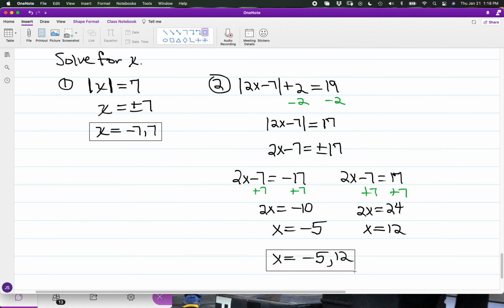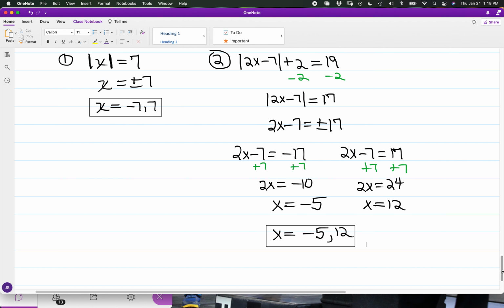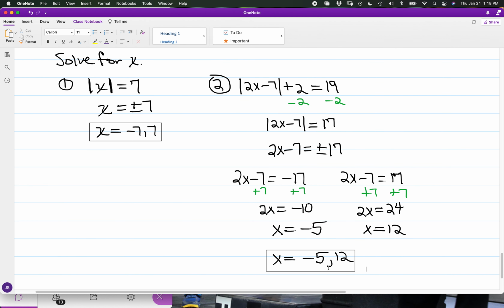Again, you can always go back and check. So if x is, let's say, 12, okay, so we have in this particular case, just to double check, we had 2x minus 7. Yeah, so that is going to check out.